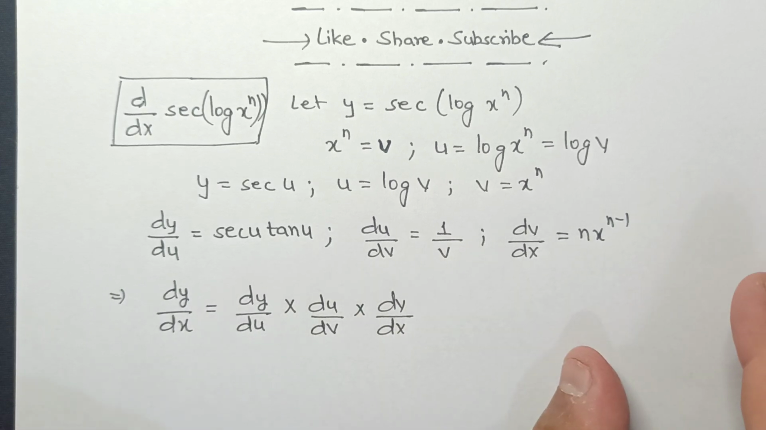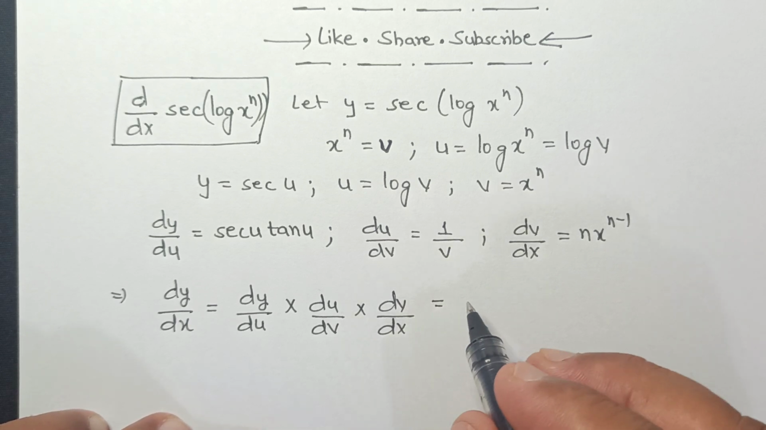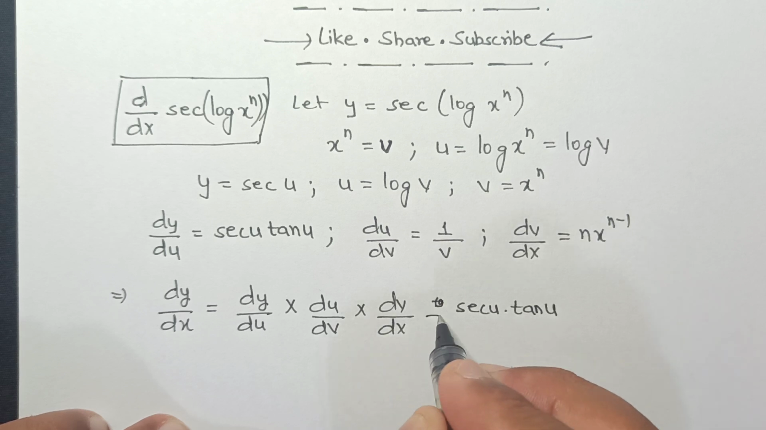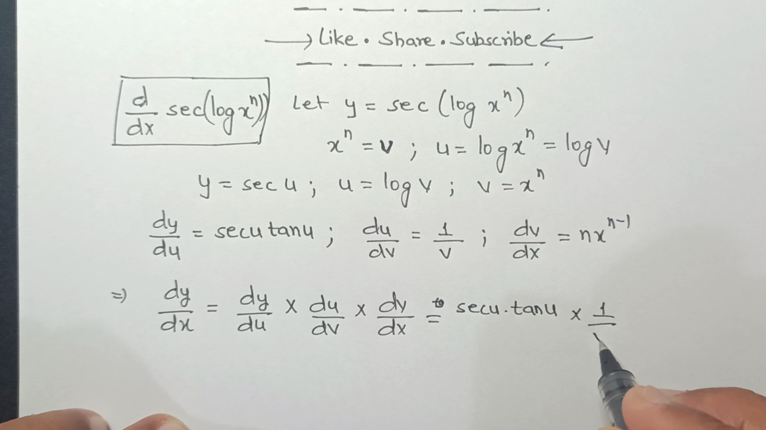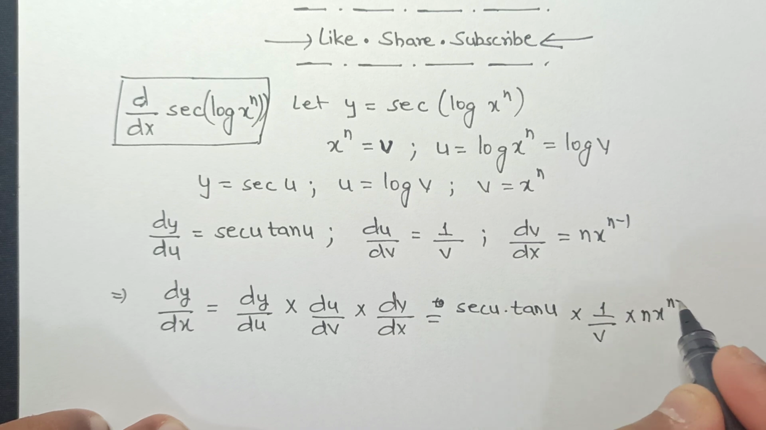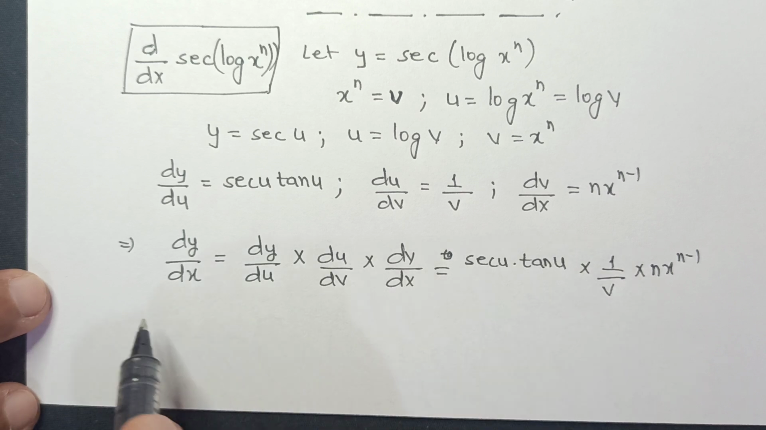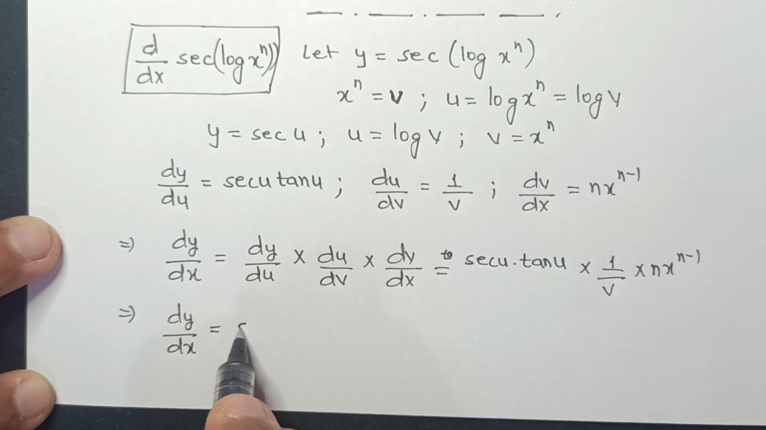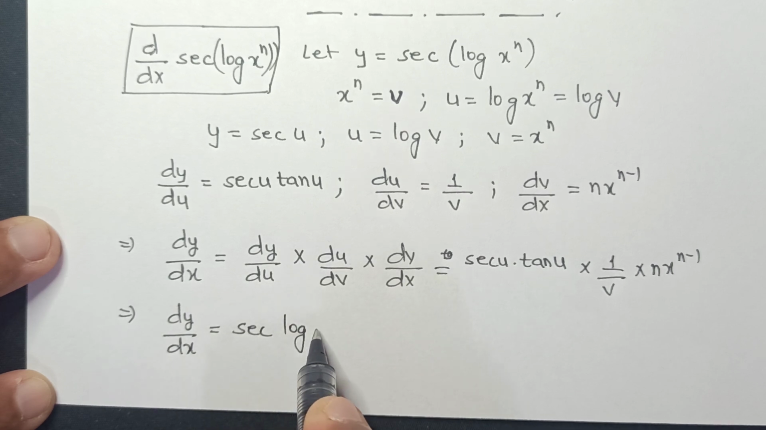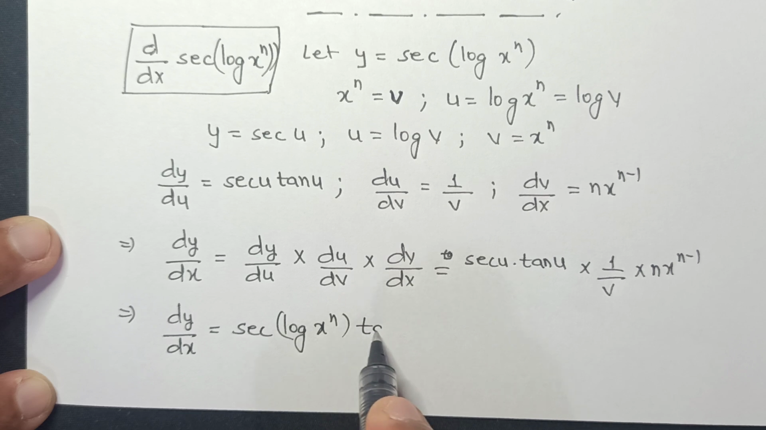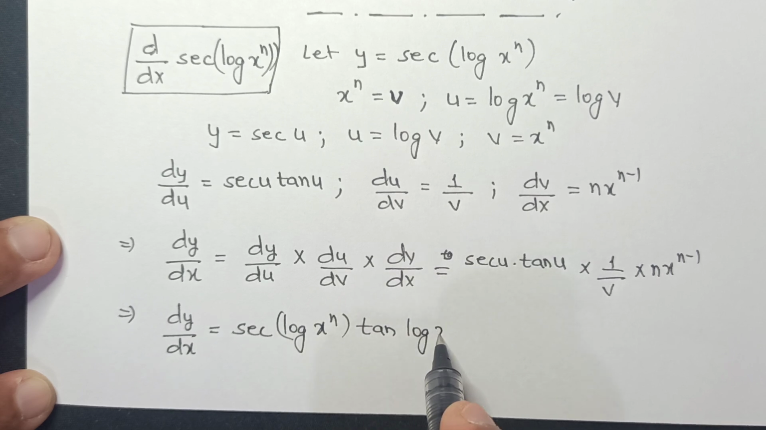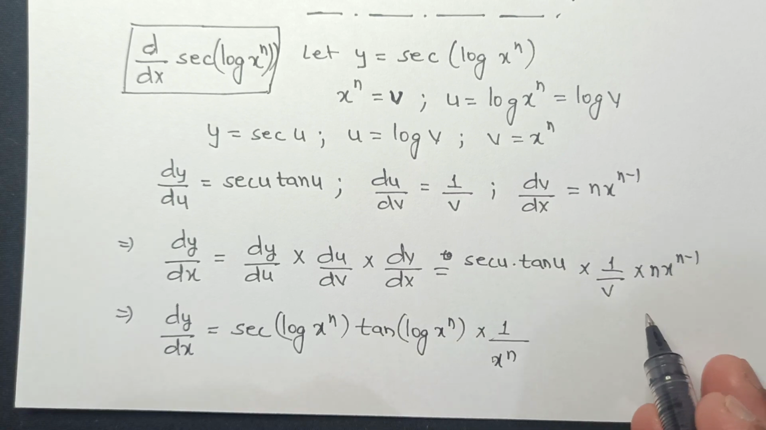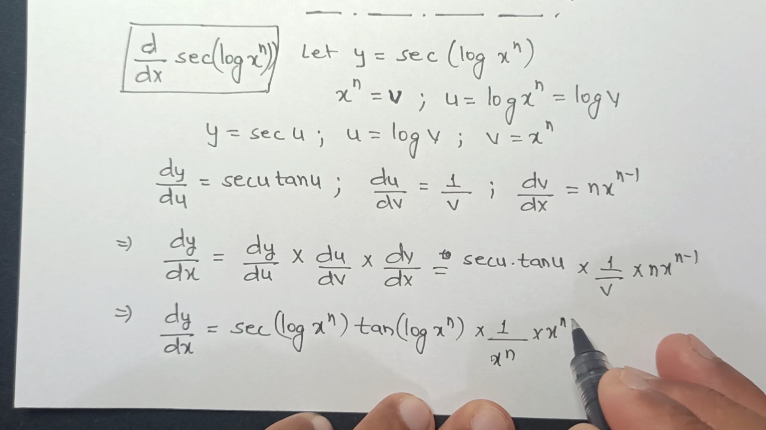So all we need to do now is just substitute the values over here. So dy by du is equal to sec u tan u multiplied by 1 divided by v and multiplied by nx^(n-1). Now let us substitute the original values over here. Dy by dx is equal to sec of log of x raised to the power n, tan of log of x raised to the power n, multiplied by 1 divided by x raised to the power n, and then we have x raised to the power n minus 1 over here.